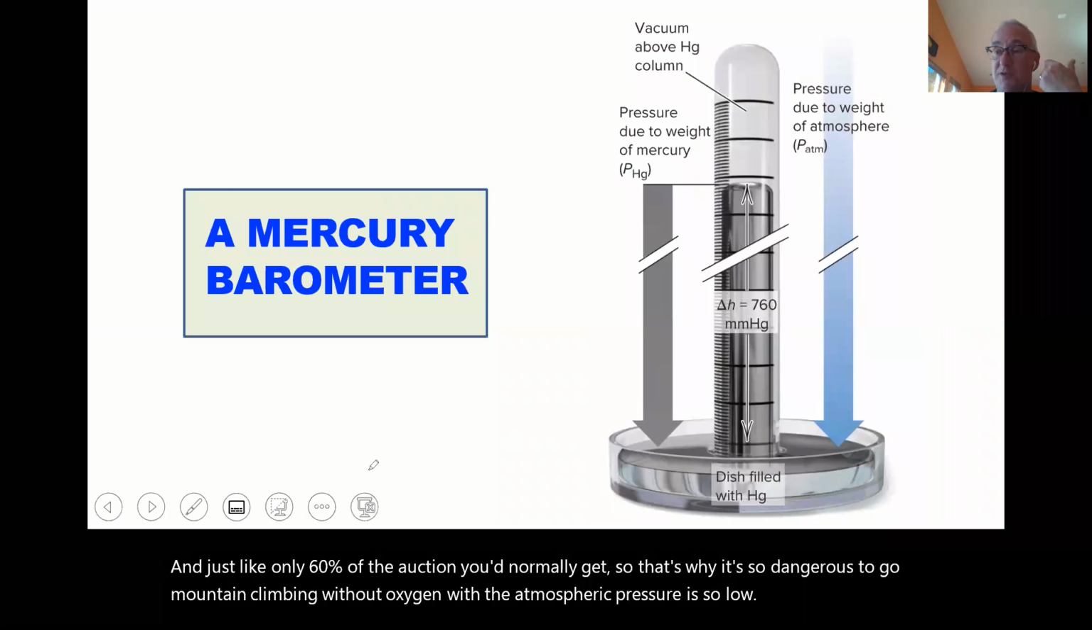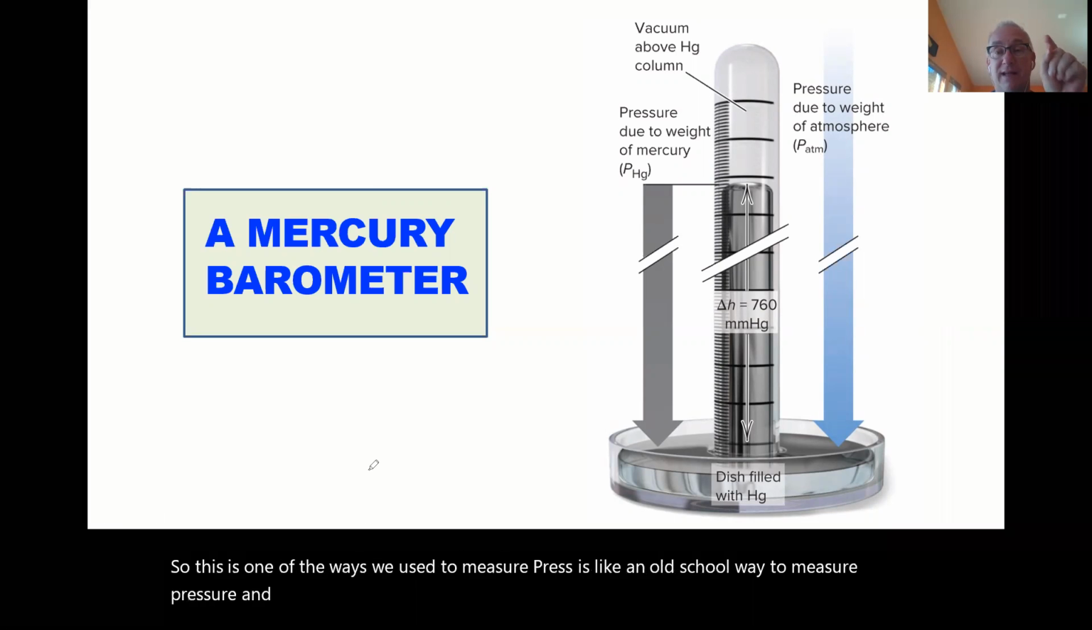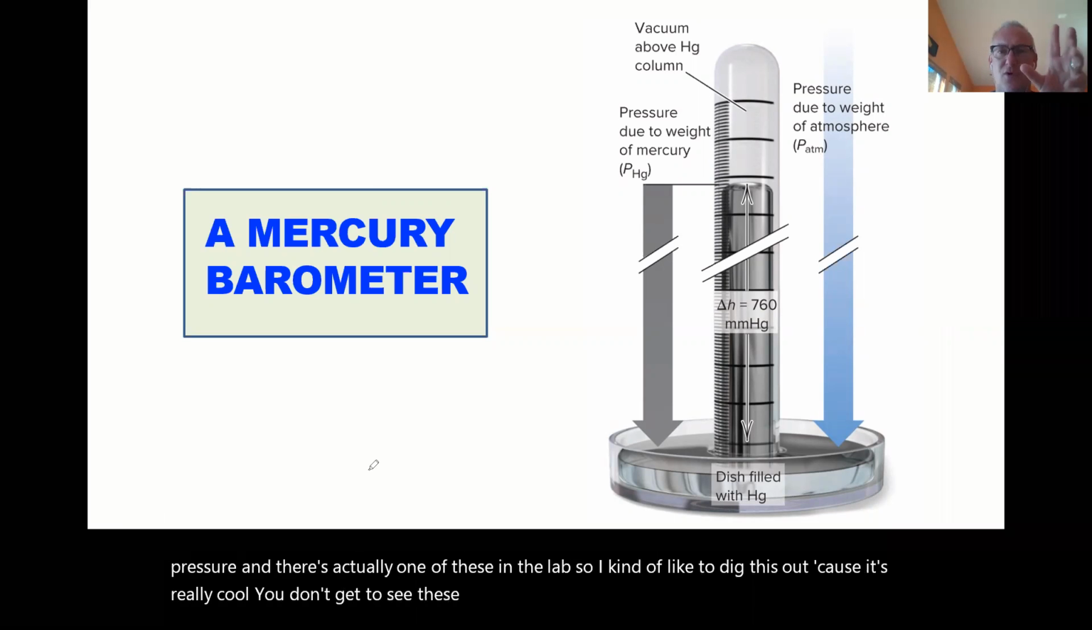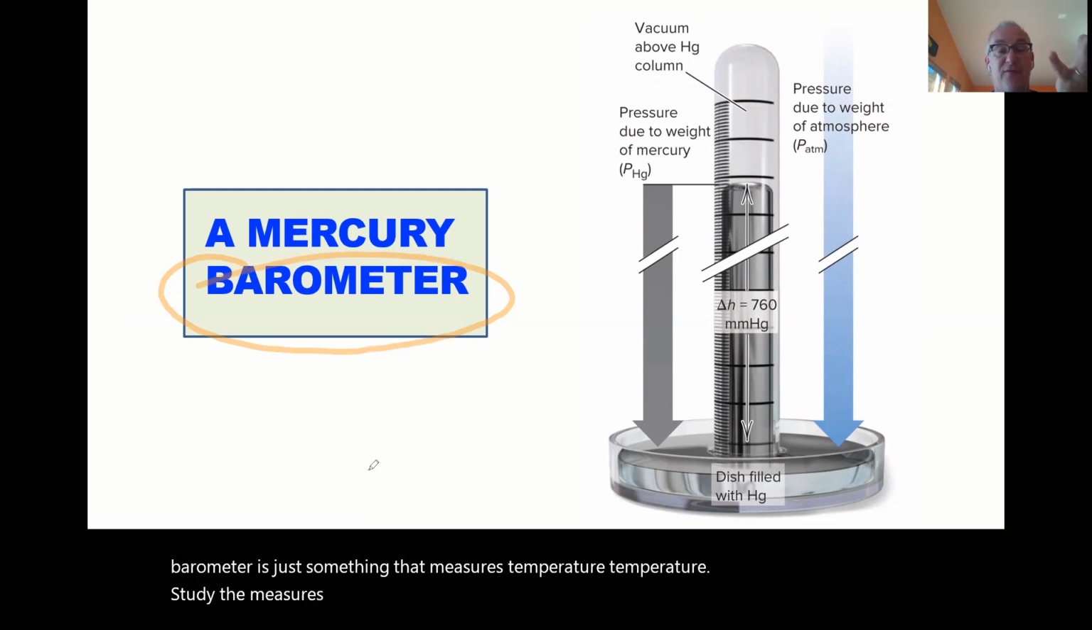So this is one of the ways we use to measure pressure. This is like an old school way to measure pressure. And there's actually one of these in the lab. So I kind of like to dig this out because it's really cool. You don't get to see these much anymore. This is a mercury barometer. And a barometer is just something that measures pressure. In fact, the height of this mercury column is a measurement of pressure by itself.